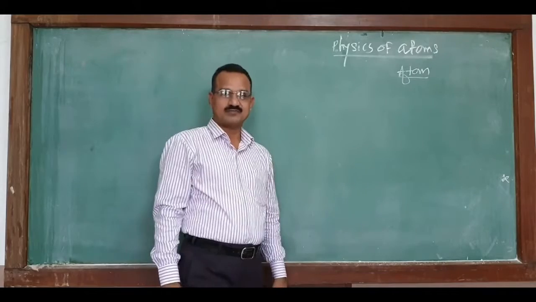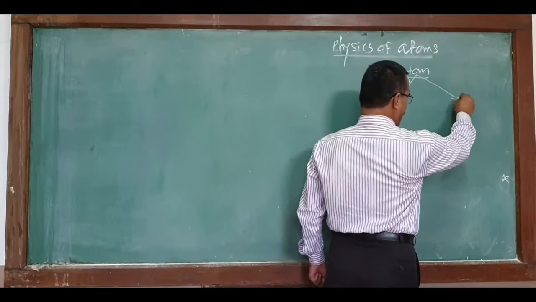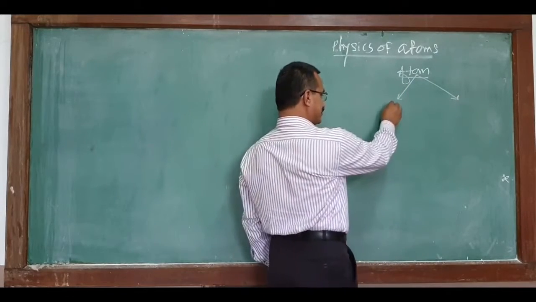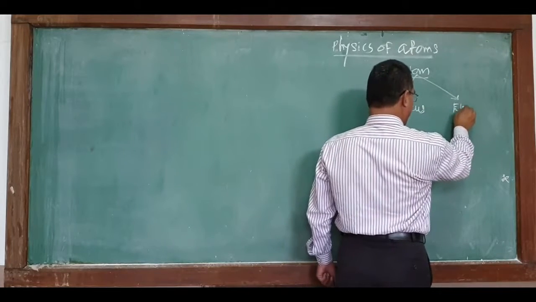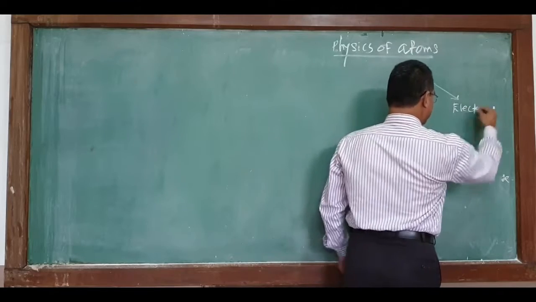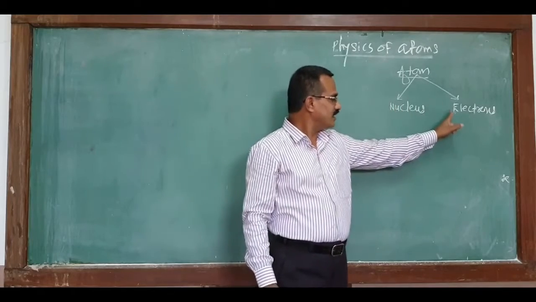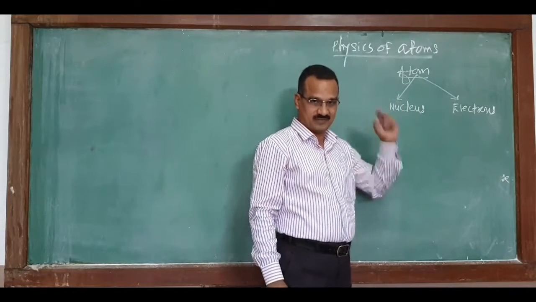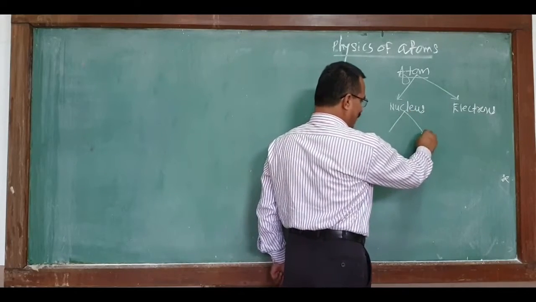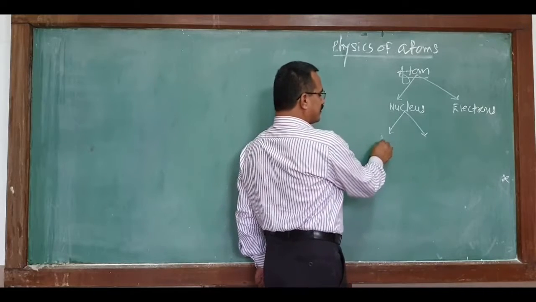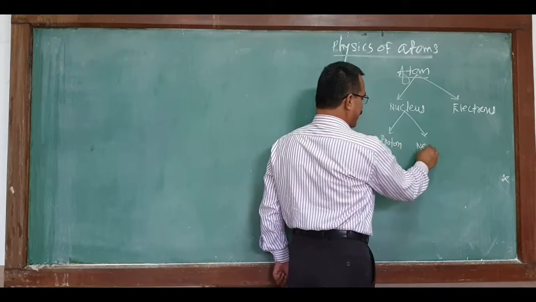According to modern concept, atom is composed of nucleus and electrons. Nucleus is at the center and electrons are revolving around it. Nucleus is again further subdivided into 2 parts, that is proton and neutron.